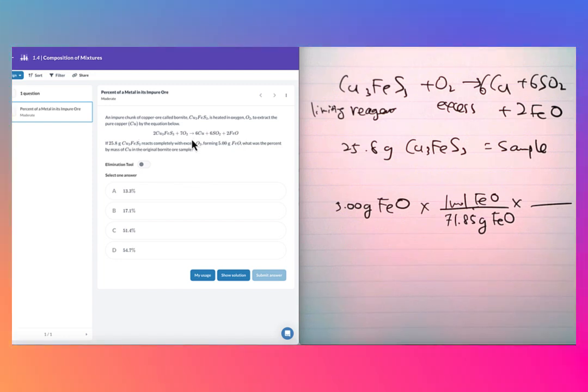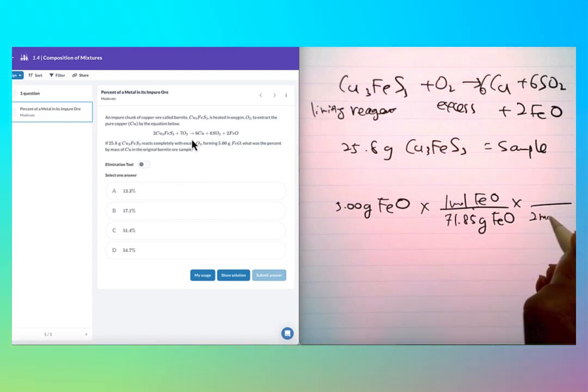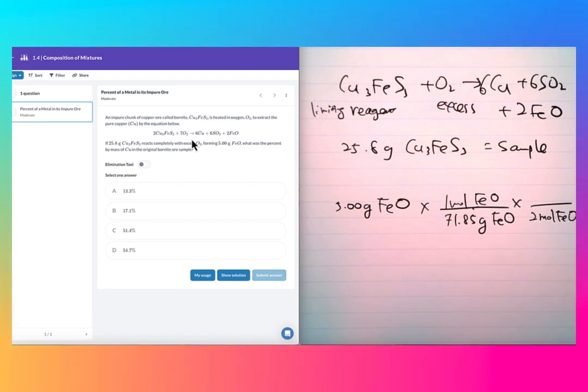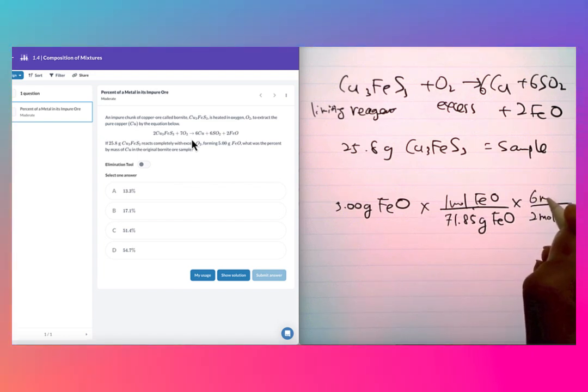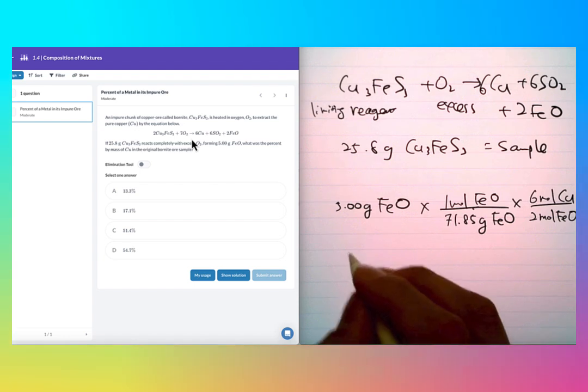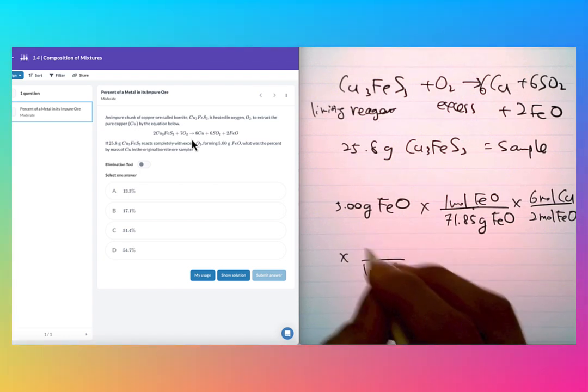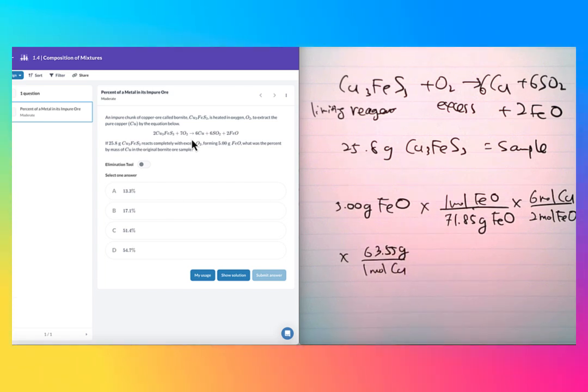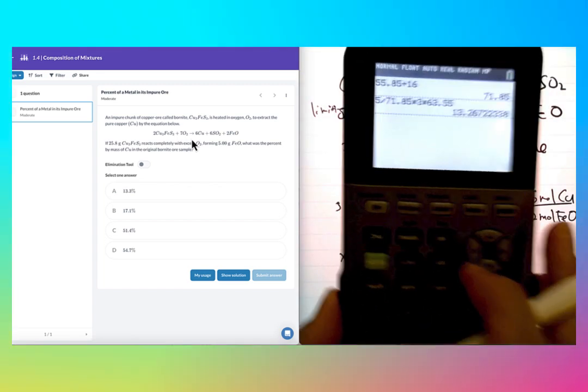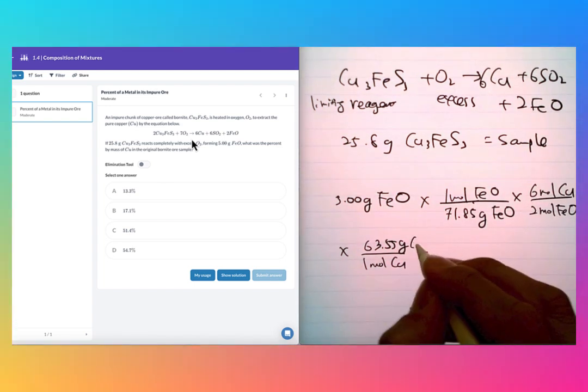So in the balanced reaction, for every 2 moles of iron(II) oxide formed, 6 moles of copper are also produced, and 1 mole of copper has 63.55 grams, which you can look up in the periodic table. 5 divided by 71.85 times 6 over 2, which is 3, and times that by 63.55, you're going to get 13.26 grams of copper.